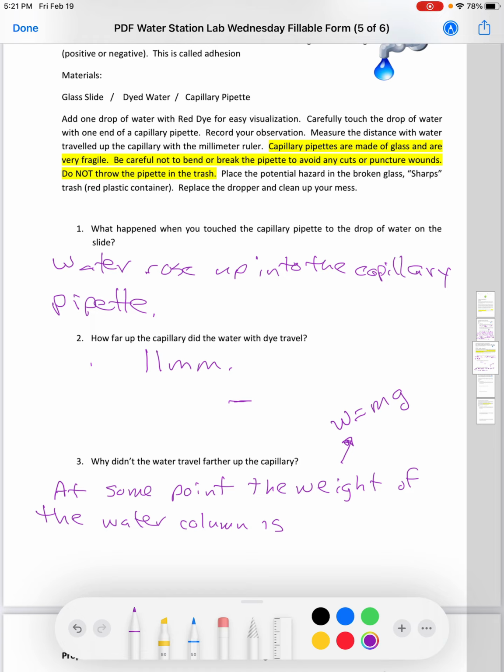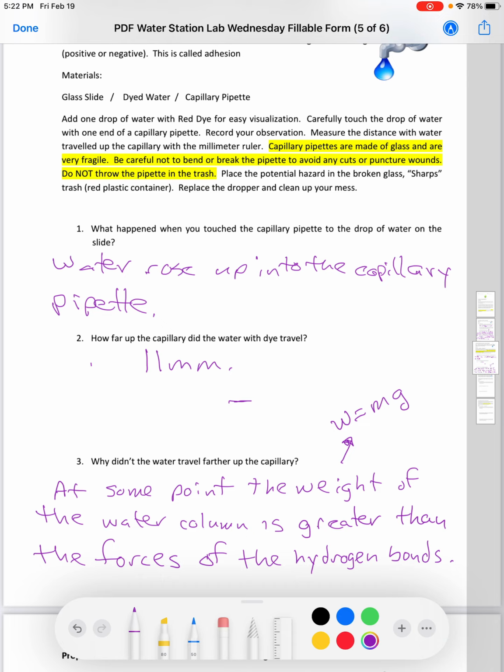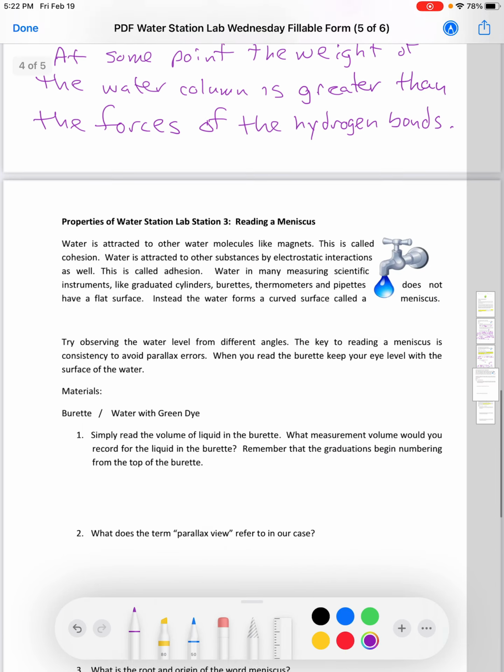At some point, the weight of the water column is greater than the forces holding the water molecules together. The forces, or the force of the hydrogen bonds. The hydrogen bonds holding the water molecules together and to the glass. So, they can't overcome that force of the weight of the water column. So, inside the capillary. Very simple.